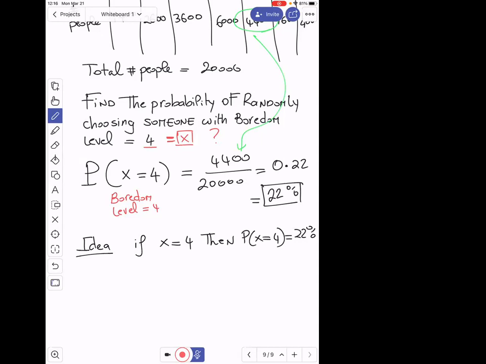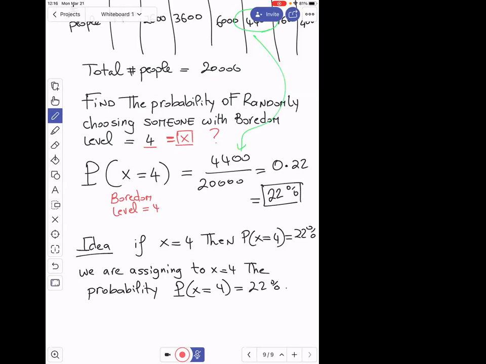So what I'm doing here is assigning to the value x equal to 4 the probability of x equal to 4, which is 22%, right? So we are assigning to x equal to 4 the probability p of x equal to 4, which is 22%.